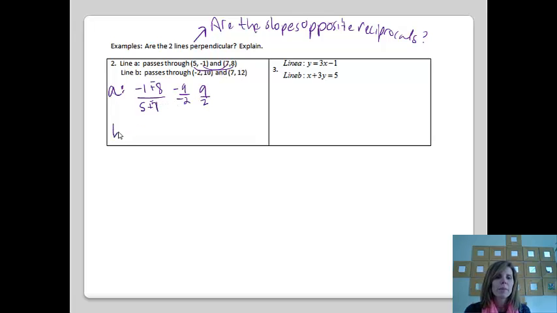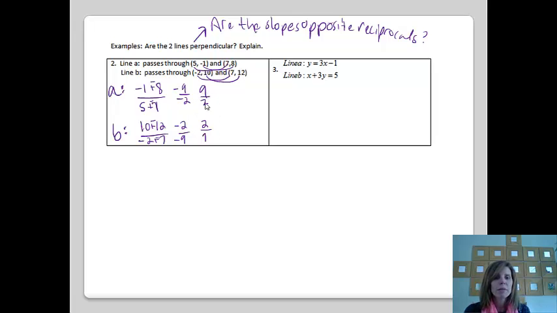Okay? And then B, we're finding the slope. Again, I'm going to do y minus y, so 10 minus 12 over negative 2 minus 7, x minus x. Leave, change, opposite, or use your calculator. We'll get negative 2 over negative 9, and that reduces to 2 ninths, because a negative divided by a negative is a positive. So are they opposite reciprocals?